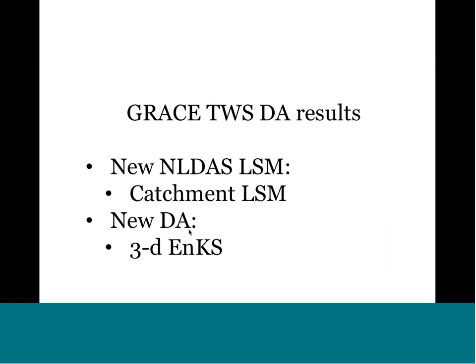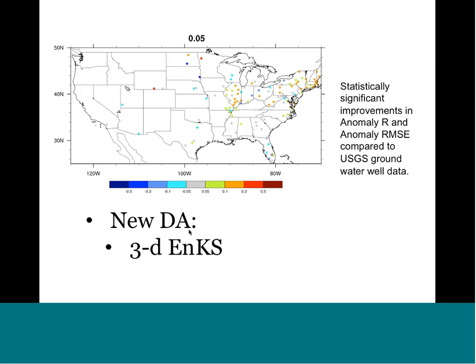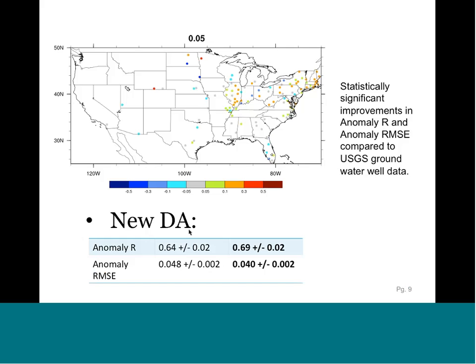Okay, so the last piece of results I want to show you are these GRACE terrestrial water storage results. These are new results. These are not reported in a paper yet. So like I mentioned before, you've got a new LSM and a new DA method. And again, the first step we do is we always look at the ground, the state variable that corresponds to the variable that we're assimilating.